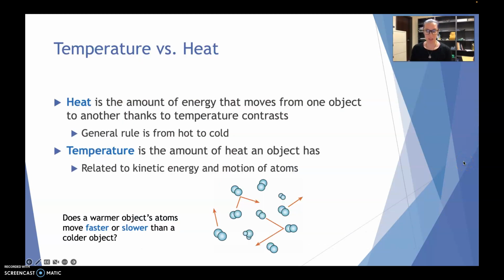So heat is officially defined as the amount of energy that moves from one object to another object. And that's all thanks to temperature contrasts, by the way. And the general rule here is from hot to cold, which you're like, what? For real? If you take your hands, which are warm, and you set them on the desk in front of you, or on your laptop, well, maybe that's not a great example because the laptop's warmer, but something that's cool around you, the heat is transferring from your hand to that colder object.